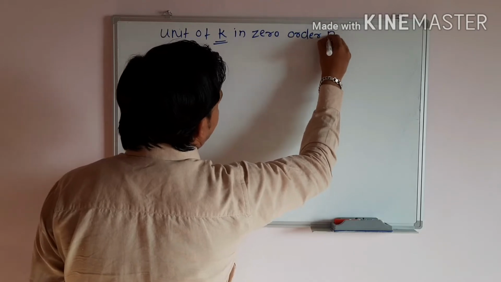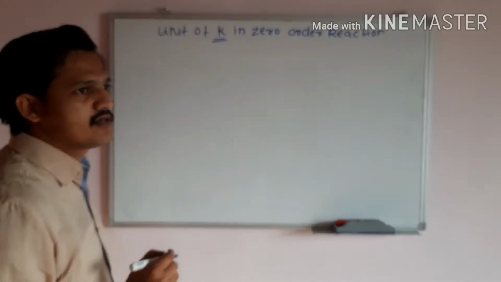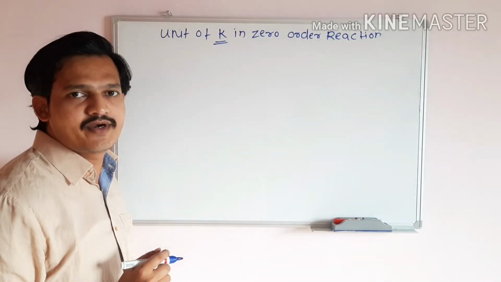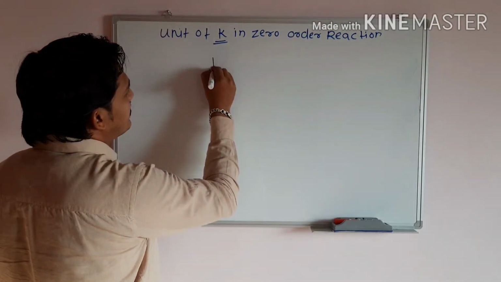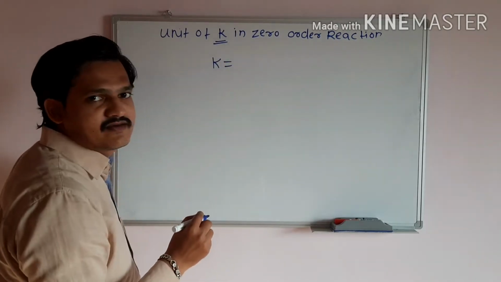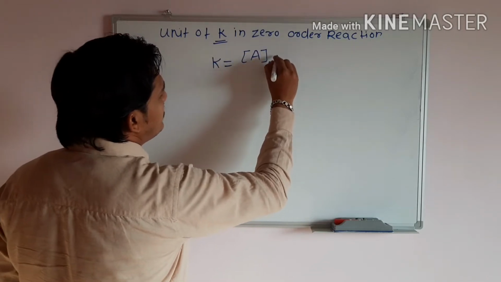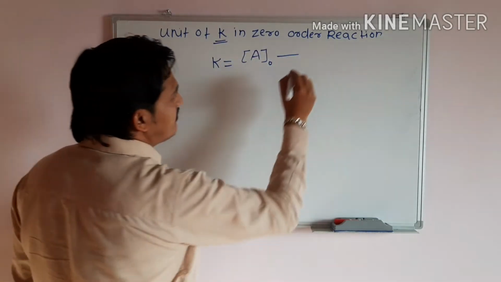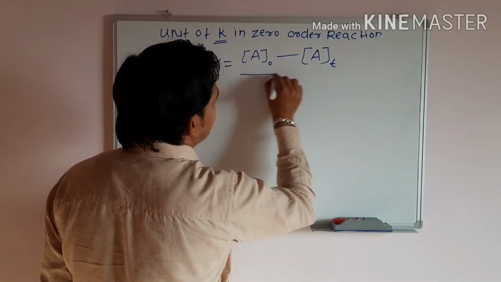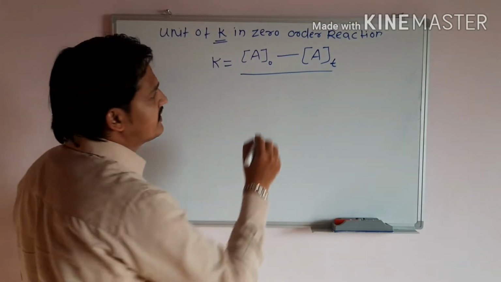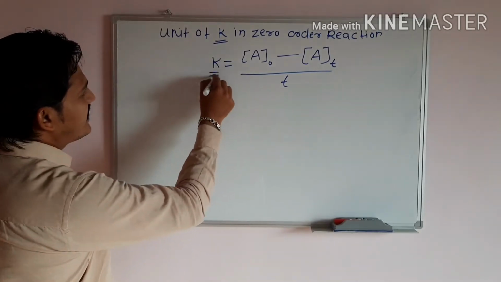We already know the integrated rate law of zero order reaction. What is the formula? K is equal to, in bracket, A0, that is the initial concentration of reactant, minus At, that is the final concentration of reactant, divided by t. Okay, now let us find the unit of K.